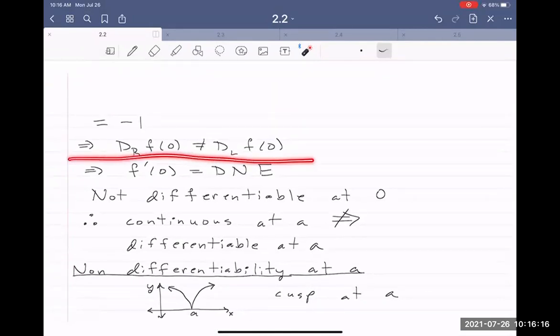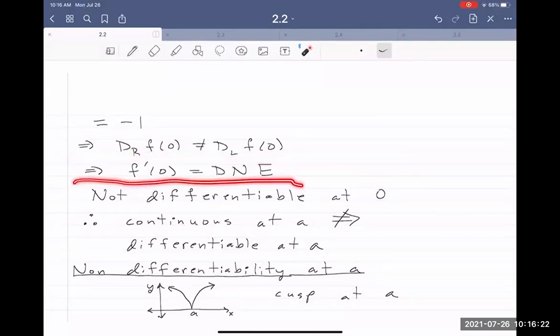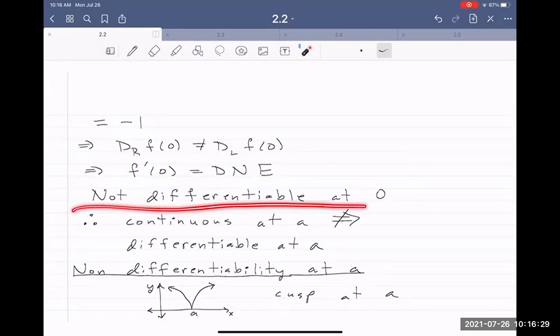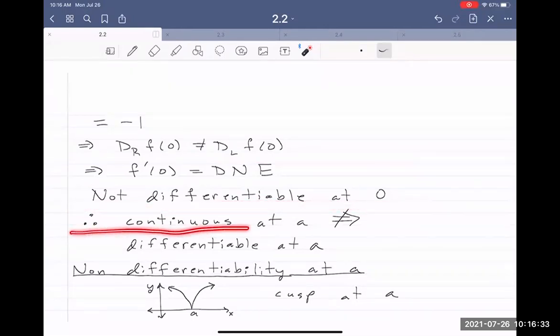So the right and left-sided limits of f at 0 are not equal. Therefore, the two-sided derivative at 0 doesn't exist. Therefore, f is not differentiable at 0. And so, f being continuous at a does not imply that f is differentiable at a.